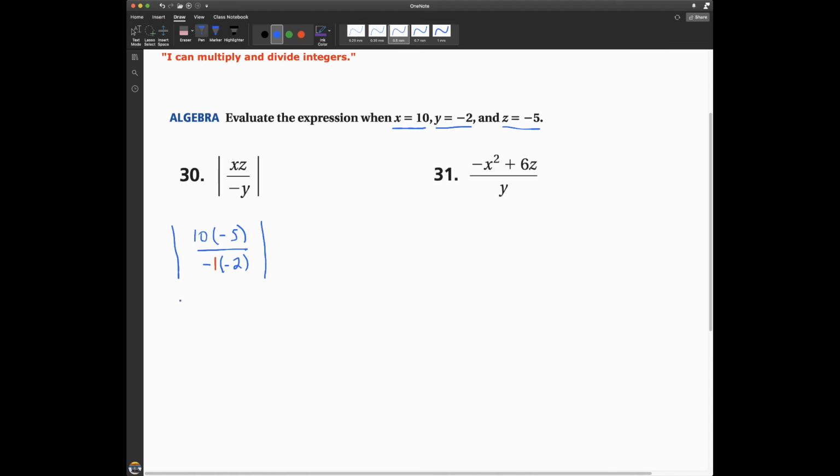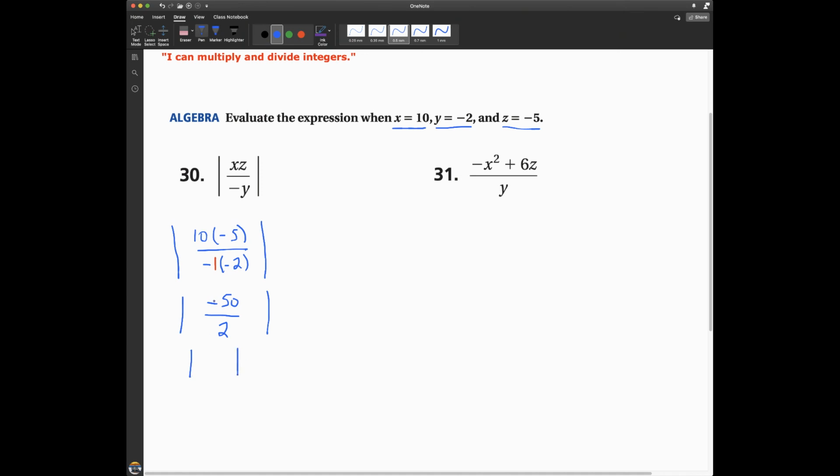So this is absolute value again, 10 times -5. 10 times -5 is -50, right? Different signs, negative answer. And then in the denominator, I have -1 times -2, which is +2. All right, still have my absolute value signs.